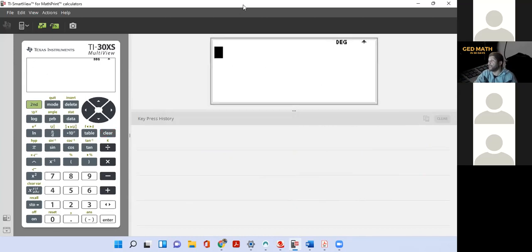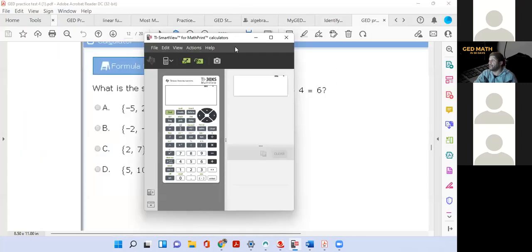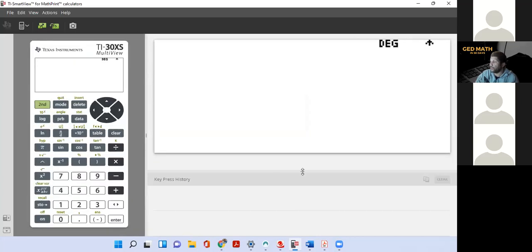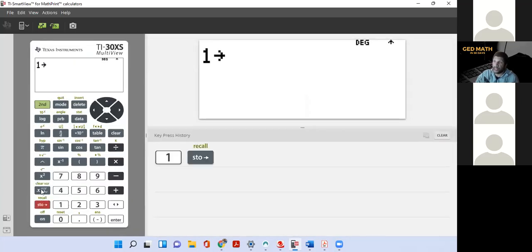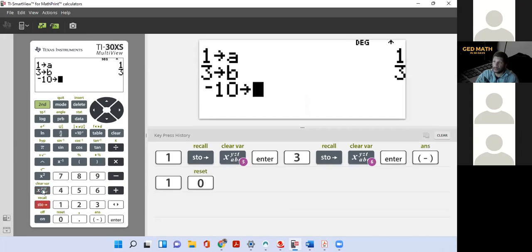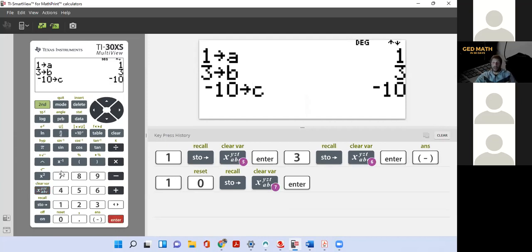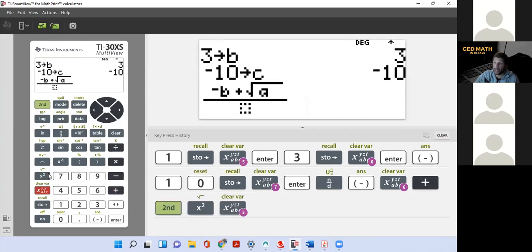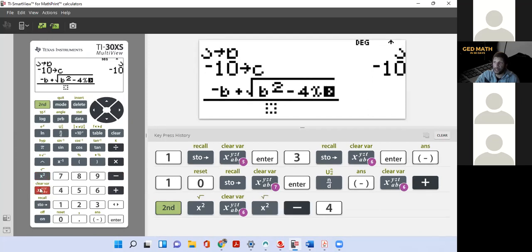So what's, let me see. It was A, 1, 3, and minus 10. So 1 store A, 3 store B, minus 10 store C. Then I plug in my quadratic formula. Negative B plus the square root of B squared minus 4AC, over 2A. And again, this takes practice, but I'd rather practice now. So when I take the test, it only takes me 15 seconds rather than spending 5 to 10 minutes on it.